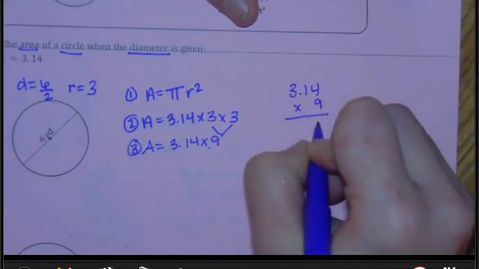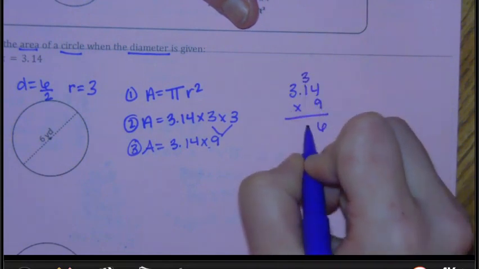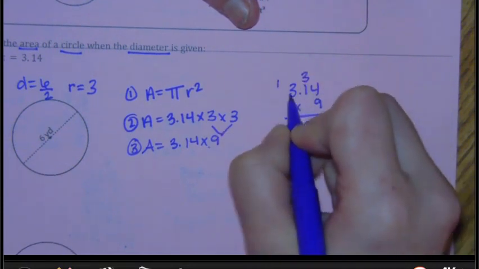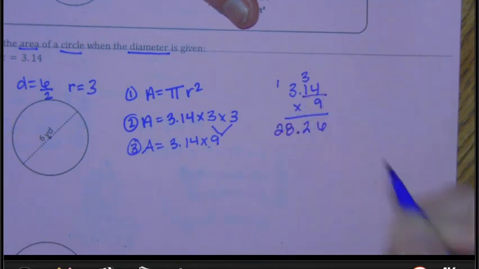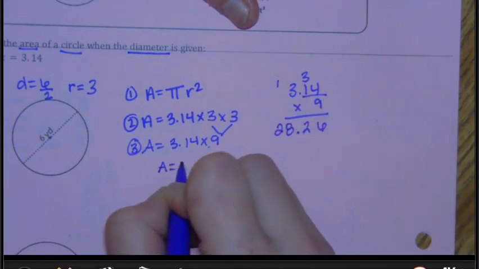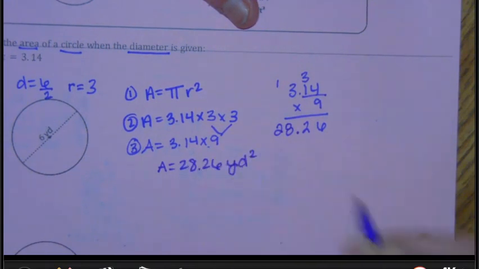All right, 9 times 4 is 36. 9 times 1 is 9, plus 3 is 12. 9 times 3 is 27, plus 1 more is 28. 2 place values, 2 decimals. So my area is 28.26 yards squared.